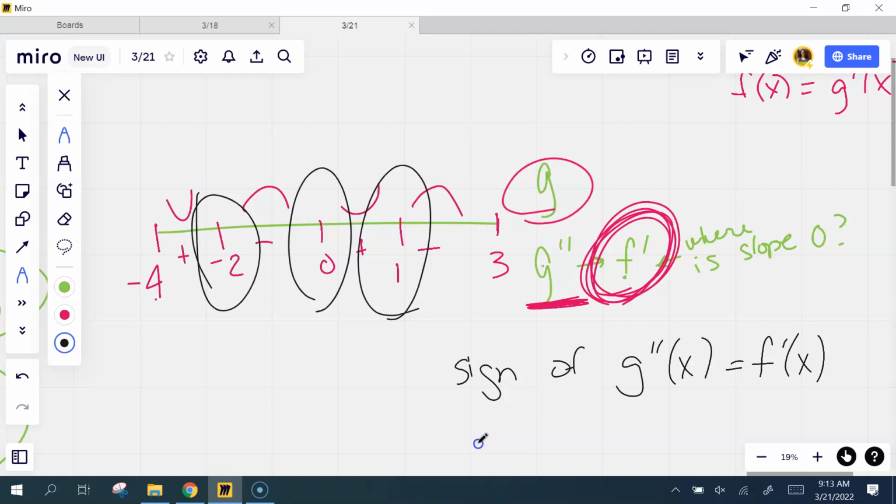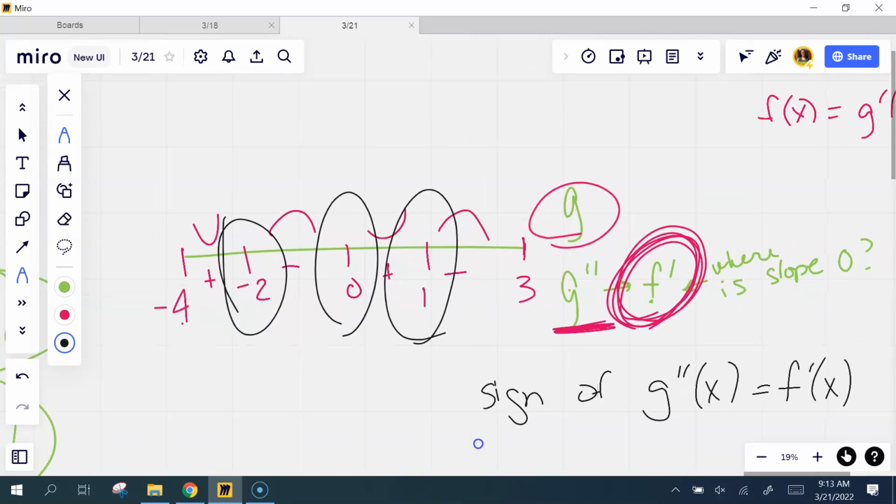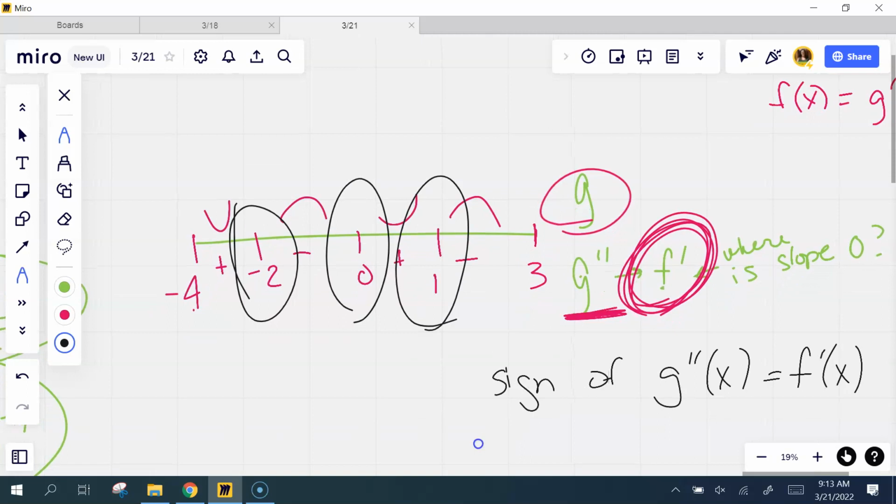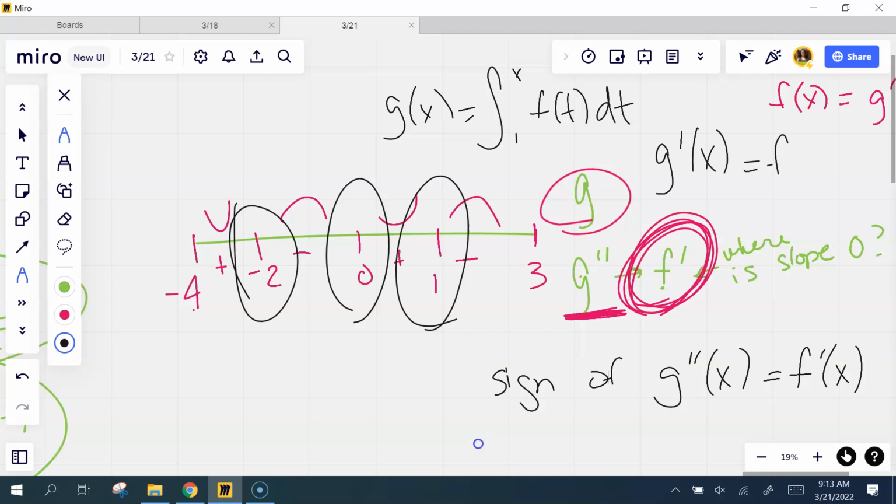So I'm looking at this graph of f. So this is the graph of parent f. Right? Okay, yes, but f is the same thing as g prime of x. Because look how it's defined in your problem. It says that g of x equals the integral from 1 to x of f of t dt. And anytime you see that, you know that means that the derivative of g is equal to f.